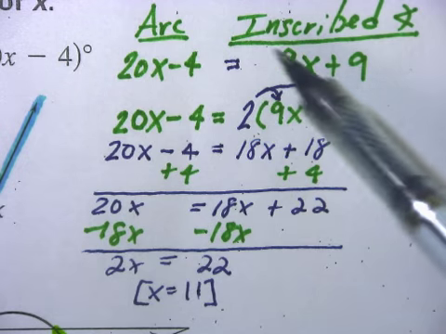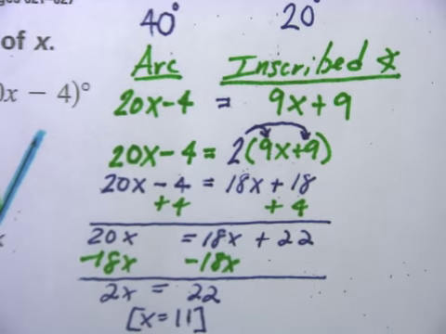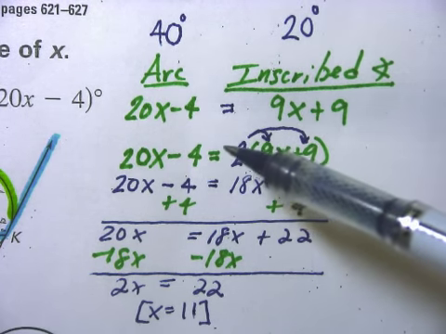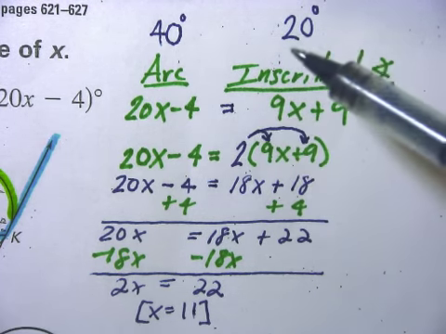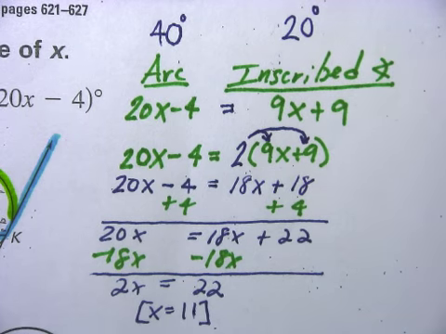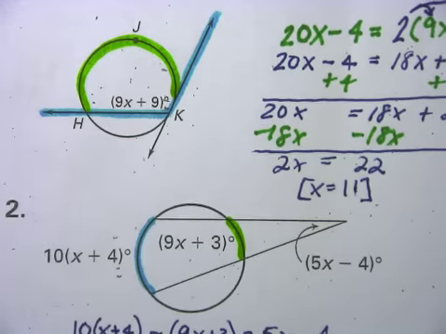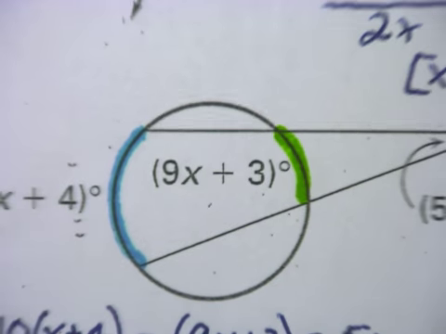The hardest part of this question, don't forget, was setting the equations equal to each other and realizing that the inscribed angle is half of the arc. So in order to make them equal, I have to multiply the inscribed angle by 2. Let's take a look at the next question.